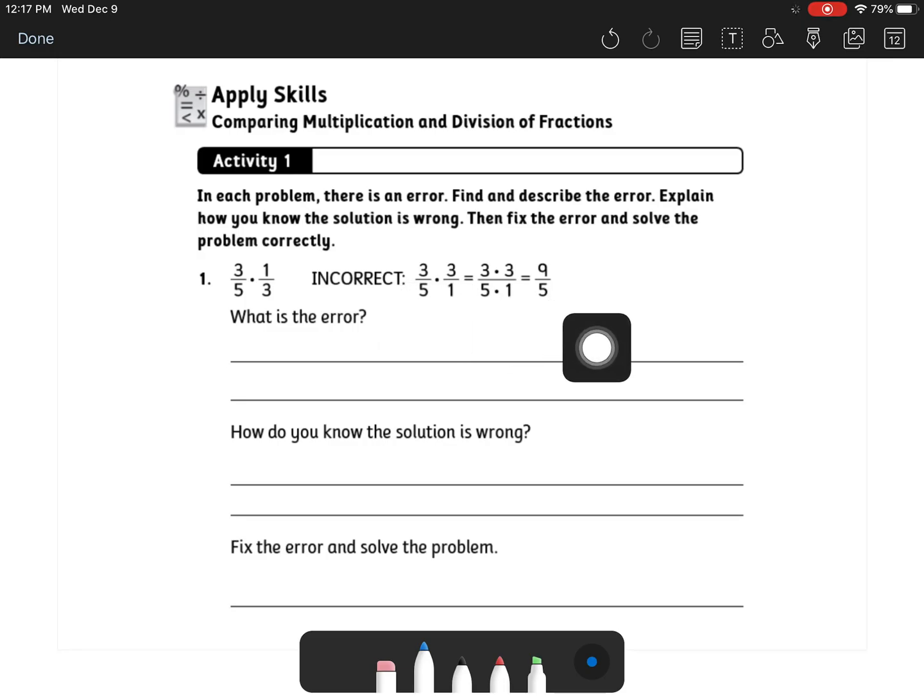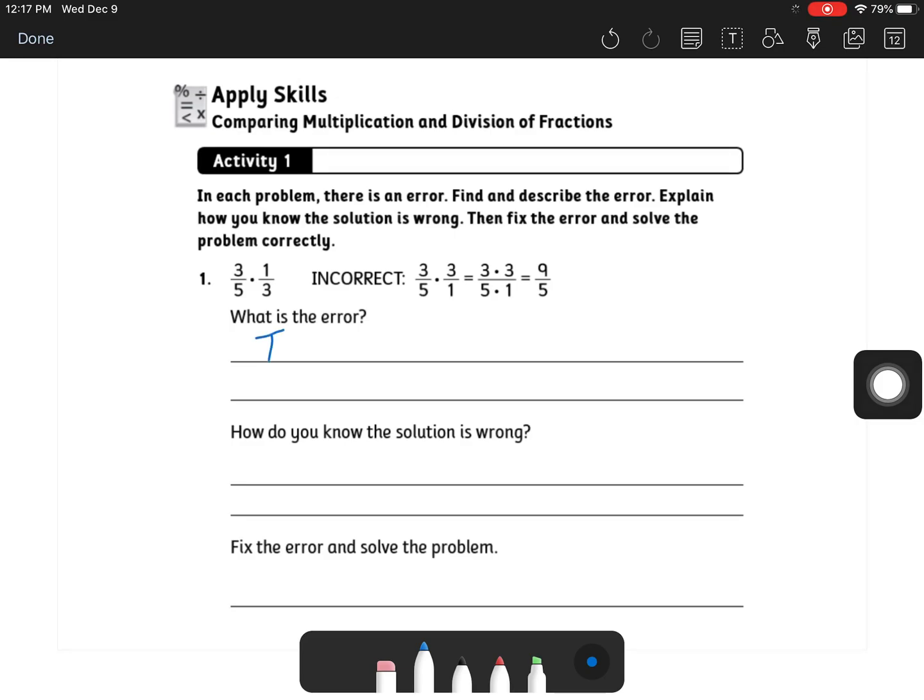And then they just went through the process and multiplied it and got 9/5. Well, multiplying, 3 times 3 is 9, 5 times 1 is 5, that's all right, but their mistake was this was not a division problem, so they should not have flipped the 1/3 over. They should have just multiplied as it was, okay, or did some simplifying first.